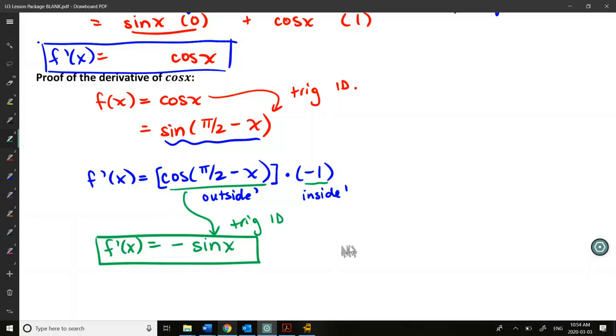Before us to prove the derivative of cos x, can we prove sine x then use it to prove cos x? Sure.